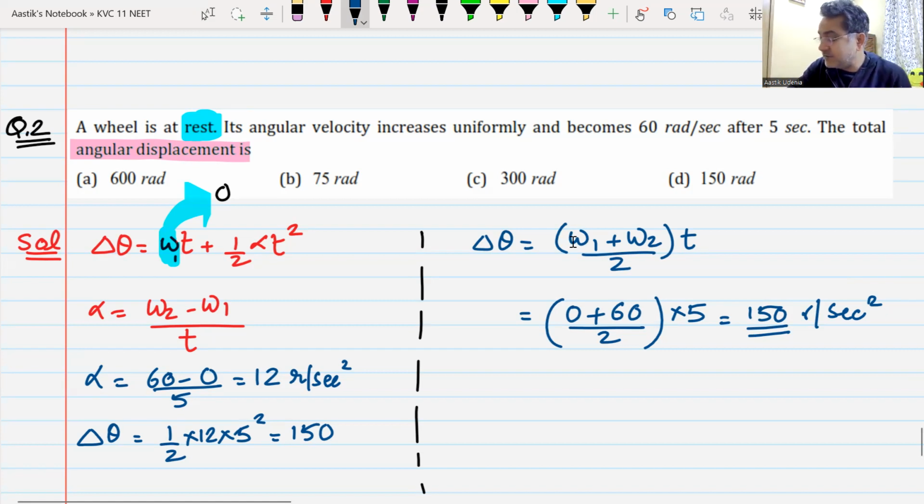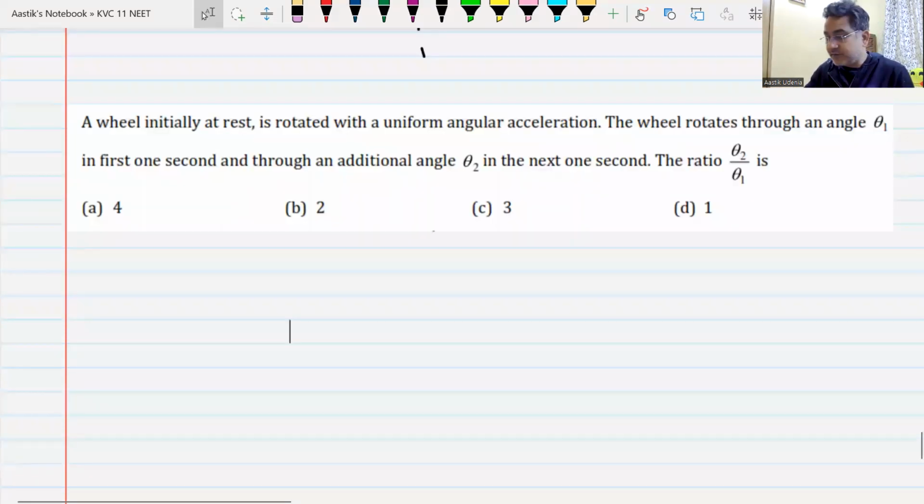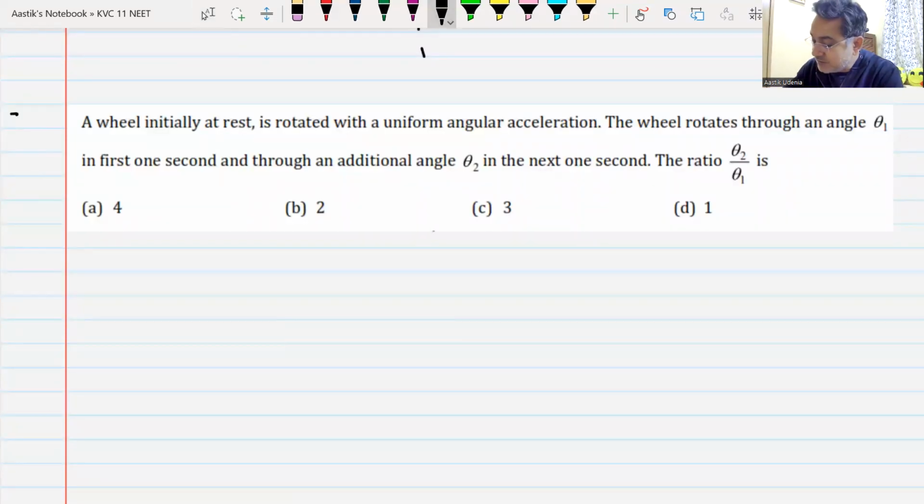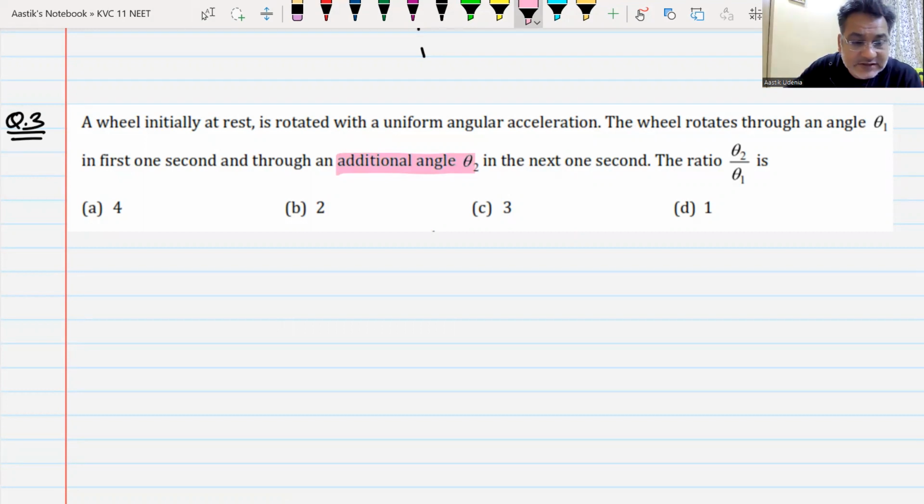And this is the next one, question number 3 or 4, depending on how you are seeing it. A wheel initially at rest, so initial angular velocity is 0, is rotated with a uniform acceleration. The wheel rotates through an angle theta 1 in the first second, an additional angle theta 2 in the next second. What is the ratio of theta 1 by theta 2? I will give you 2 minutes to solve this question and get the answer.